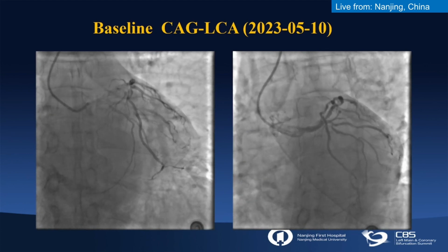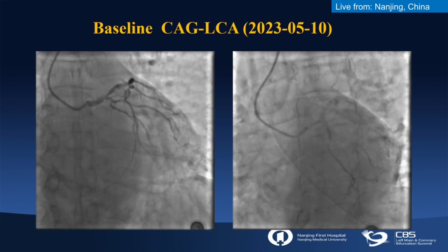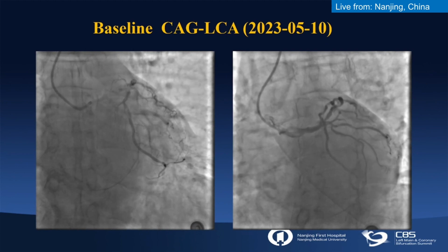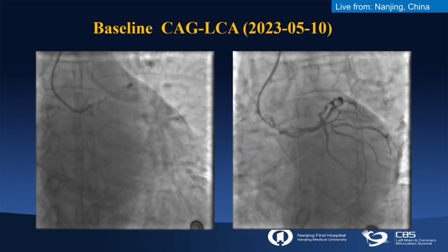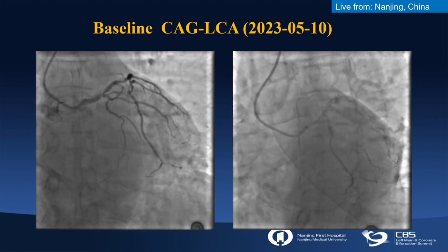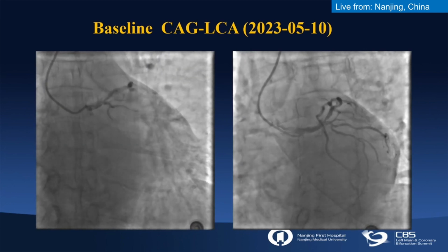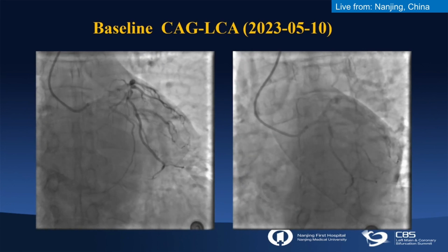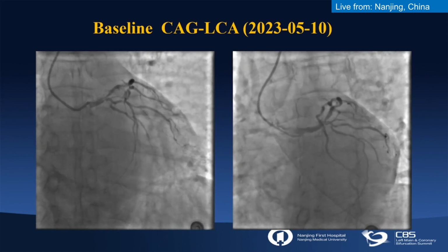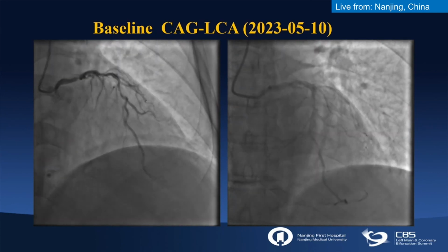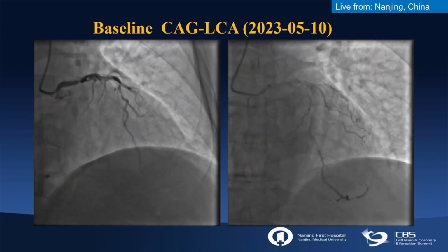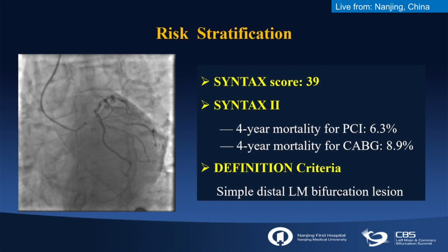From the baseline angio at 1 month ago, from the epicardial view and the spider view, we could find the distal left main bifurcation, Medina 1,1,1, with severe calcification. And the length of the left circumflex is very short. From AP cranial view and right RAO cranial view, the first diagonal and the second diagonal look normal. The SYNTAX score for the patient is 39.